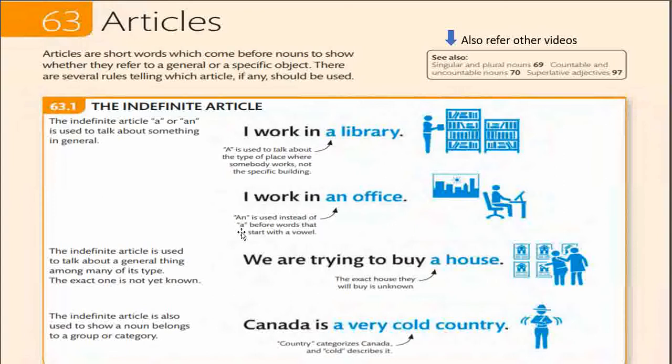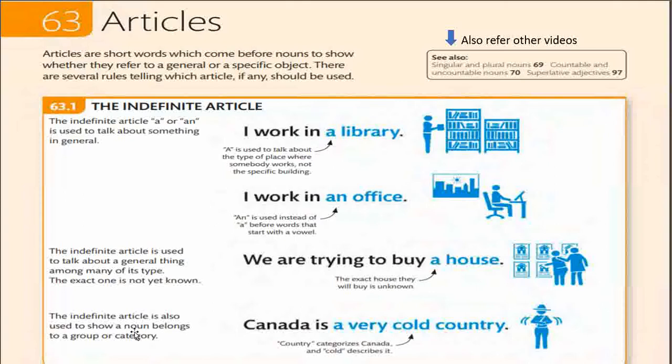An is used instead of a before words that start with a vowel. Over here, it is pointed out because the vowel letter is used. So, an, but remember the vowel sound. The indefinite article is used to talk about a general thing among many of its types. The exact one is not yet known. That means if you want to talk about some general idea without anything specific, you use an indefinite article a. We are trying to buy a house.